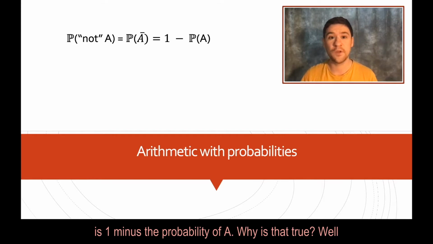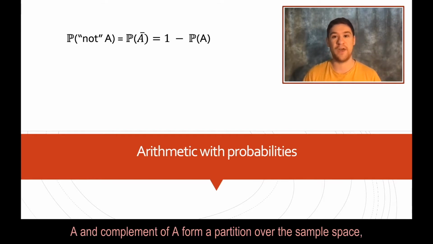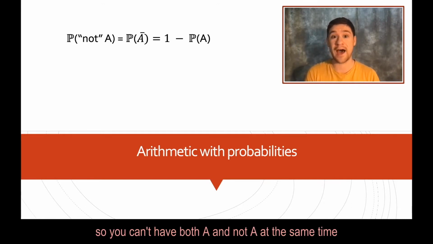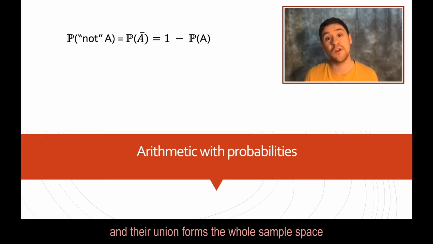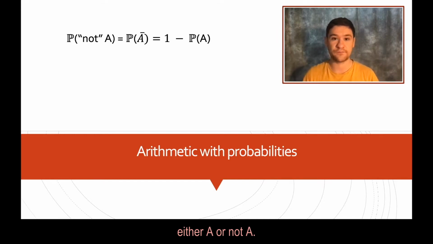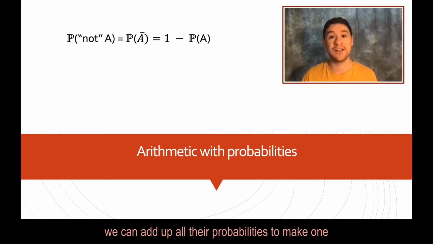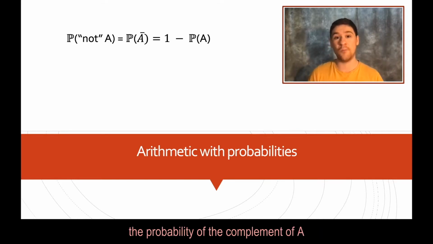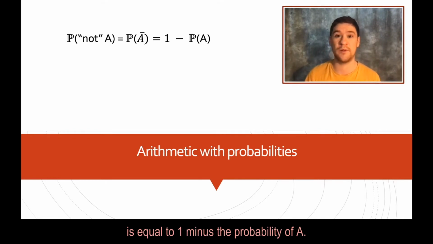Why is that true? Well, A and the complement of A form a partition over the sample space. They are mutually exclusive, so you can't have both A and not A at the same time. And their union forms the whole sample space, because we can't have anything that's not either A or not A. So as they form a partition, we can add up all their probabilities to make 1, and so we get this formula: the probability of the complement of A is equal to 1 minus the probability of A.